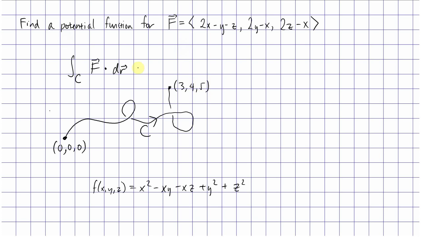Well, if that's the case, when you have a potential function, that just means you need to take little f at the terminal point. So in this case, 3 squared minus 3 times 4 minus 3 times 5 plus y squared, 4 squared, plus z squared, 5 squared, minus, and then you need to evaluate f of 0, 0, 0. Well, that's just 0.